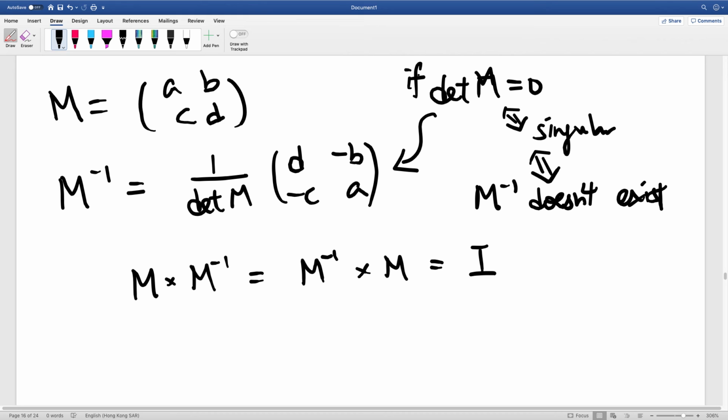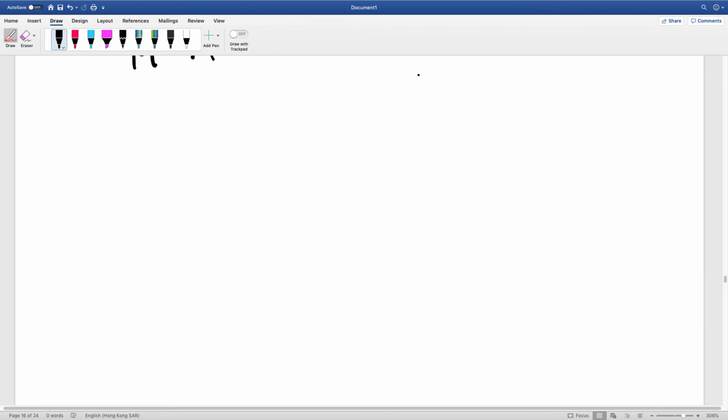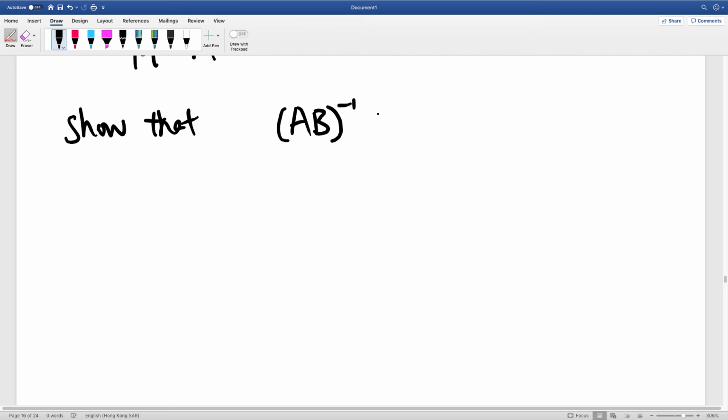Now roughly, we have finished this chapter, but let's go on to have a look at some of the questions. Now some questions ask you to prove some formula. Now show that the inverse of A times B equals B inverse times A inverse.